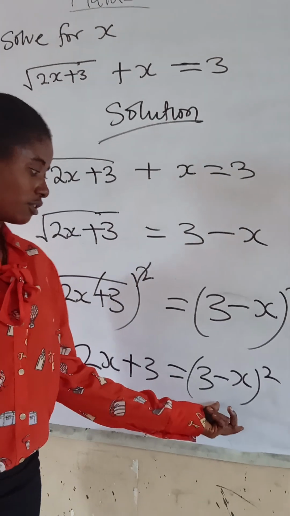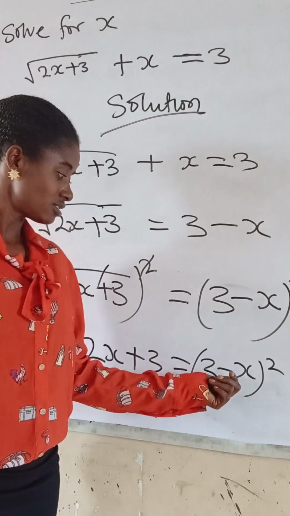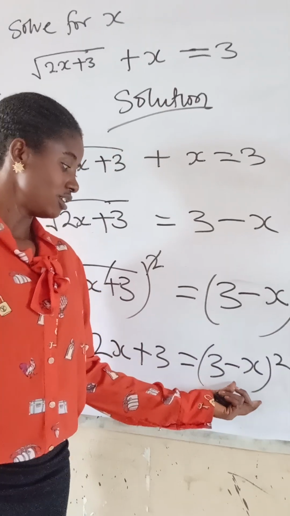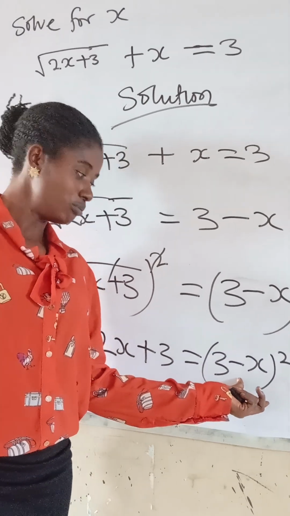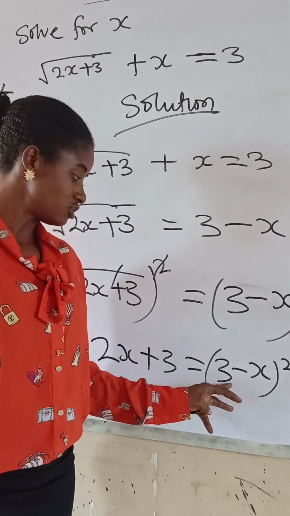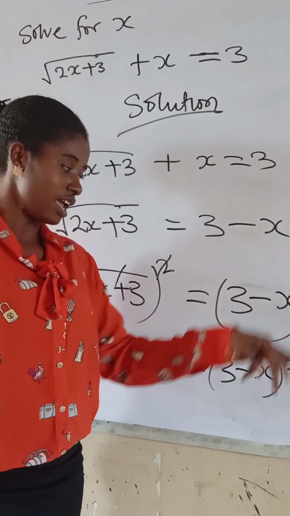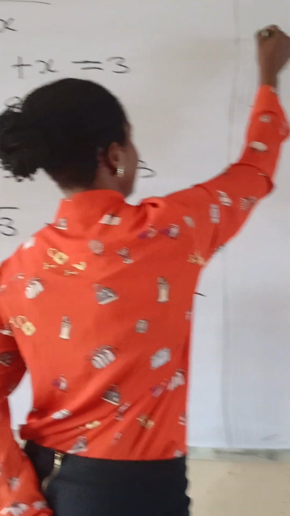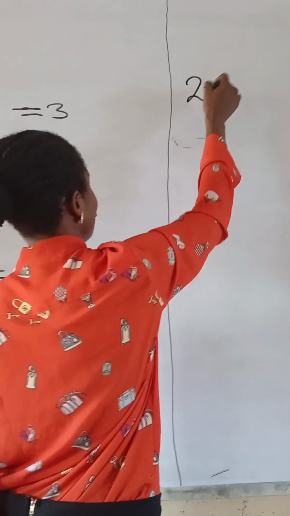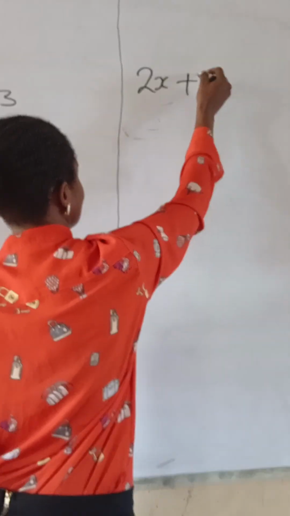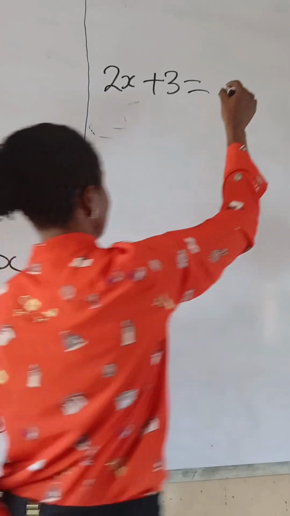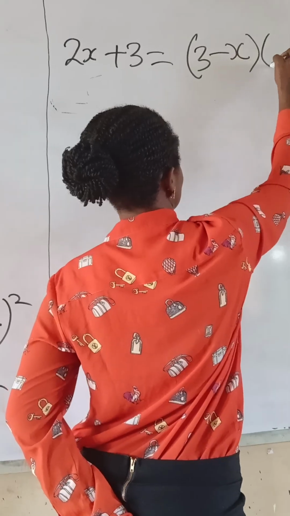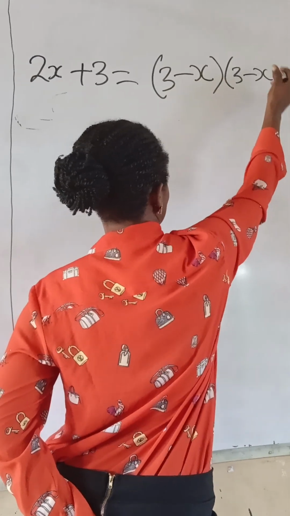We have 2x plus 3 is equal to 3 minus x squared. If you are having this type of question, 3 minus x to the power of 2, it means that you should expand this bracket. You are going to times 3 minus x by 3 minus x. We are going to do it: 2x plus 3 is equal to 3 minus x into the bracket of 3 minus x.